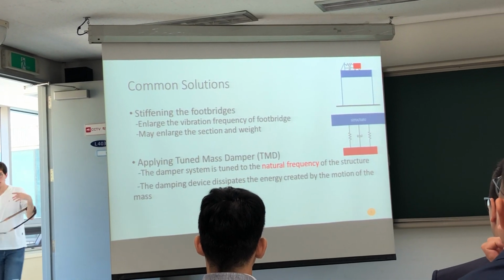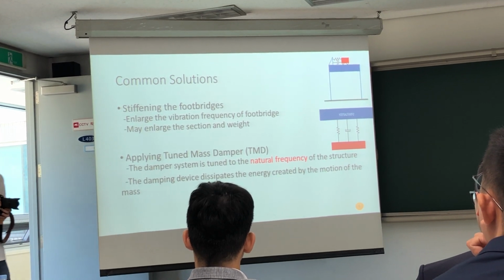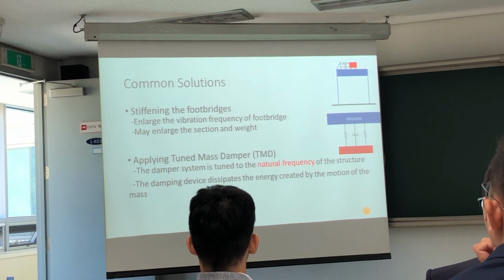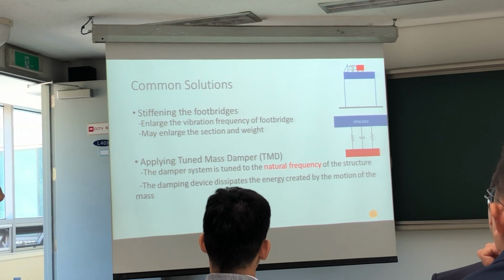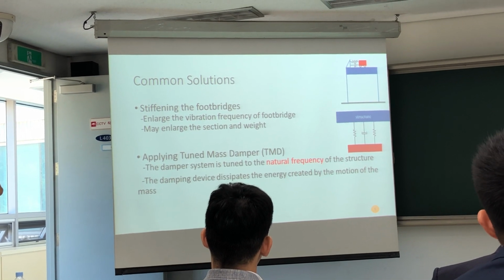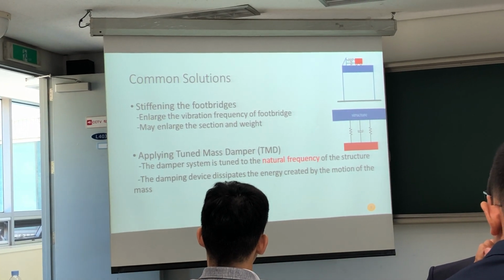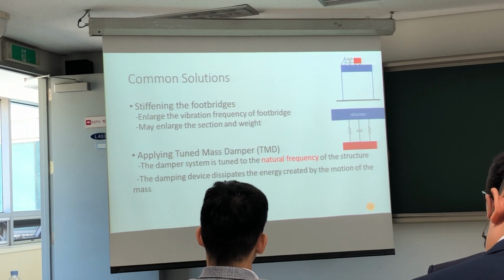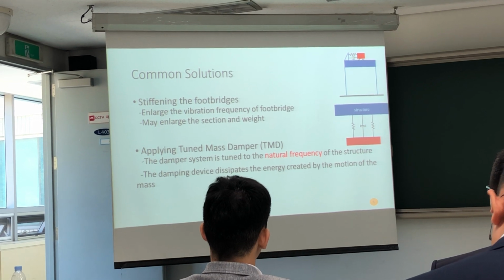To solve this problem, there are some common solutions: stiffening the footbridge or applying a tuned mass damper. The concept of stiffening the footbridge is to enlarge the vibration frequency of the footbridge, so we can avoid resonance. But on the other hand, it may also enlarge the section and the weight, and it will change the appearance of the footbridge, which is not what the designers expected. So in my case, I'll apply a tuned mass damper instead.